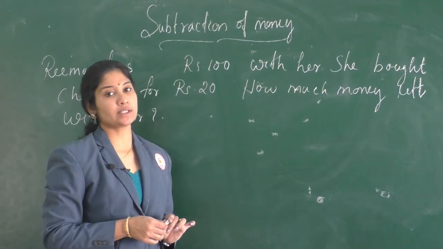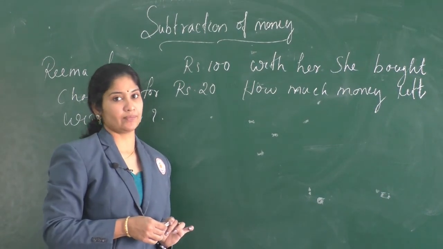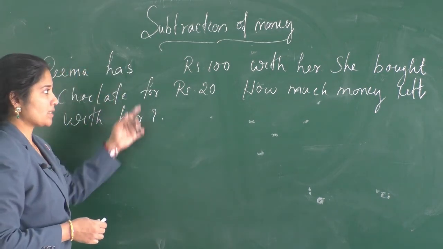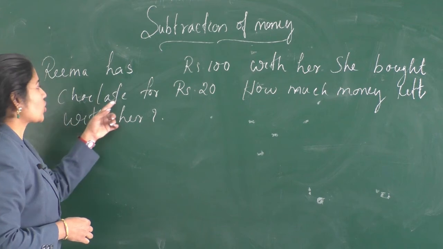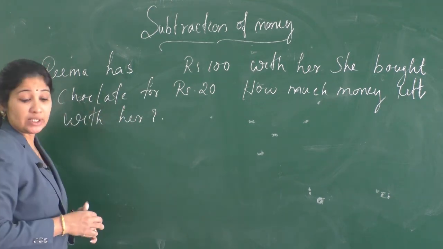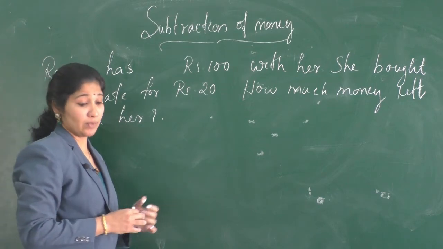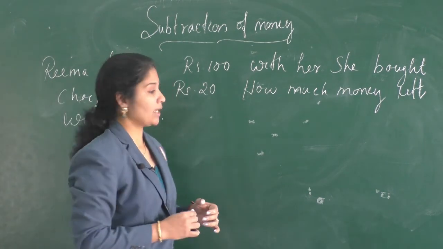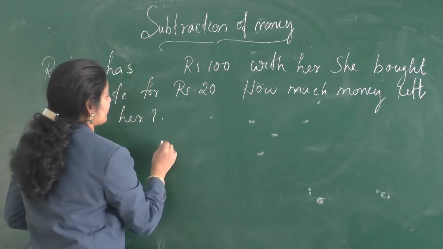Children, our last topic is subtraction of money. We'll take an example. Rima has 100 rupees with her. She bought a chocolate for 20 rupees. How much money is left with her? Children, tell me how to find the remaining money? Yes, by subtracting the cost of the chocolate.